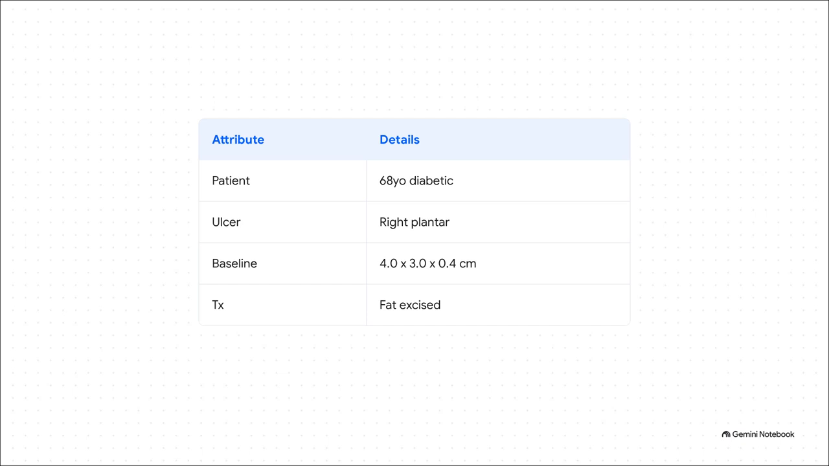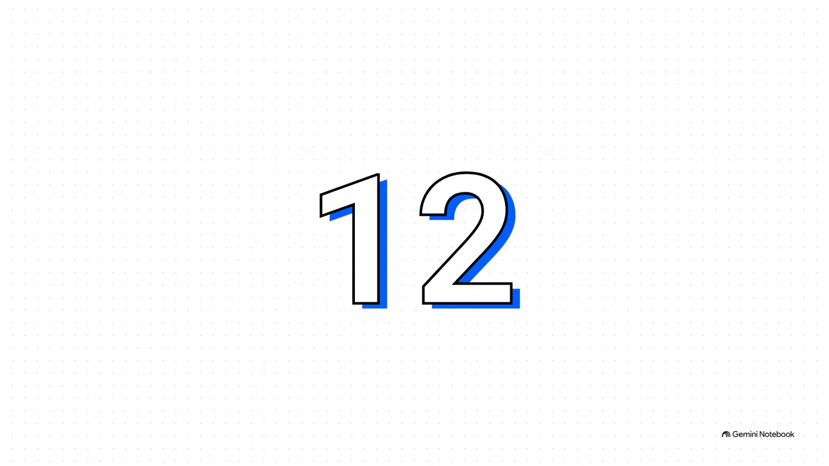Medical necessity is clearly established right here, because that devitalized tissue is actively impairing healing and driving up the infection risk. Time for some quick CPT math. Our surface area is 4.0 multiplied by 3.0, which gives us 12 square centimeters.